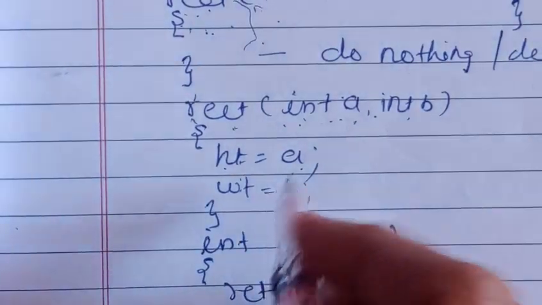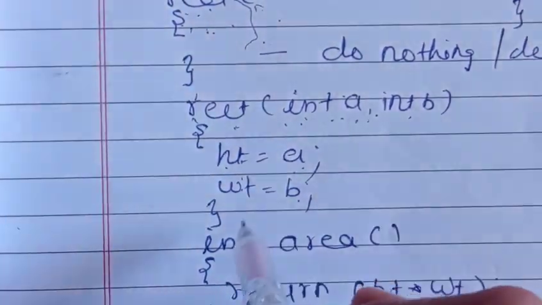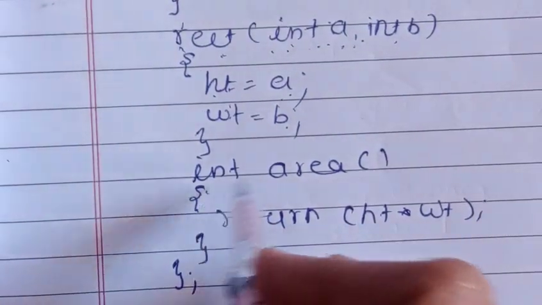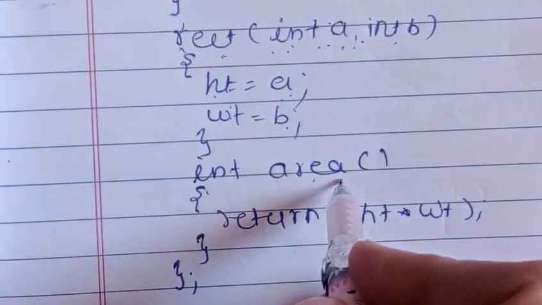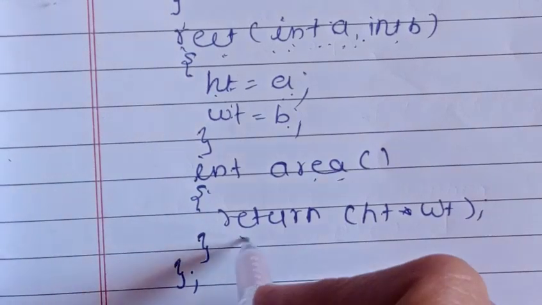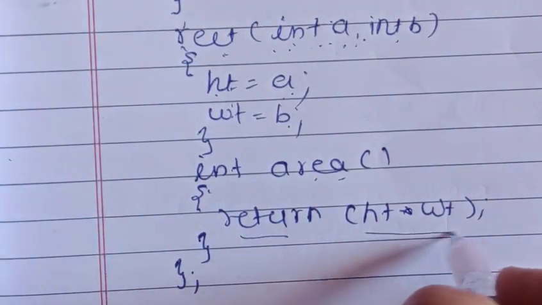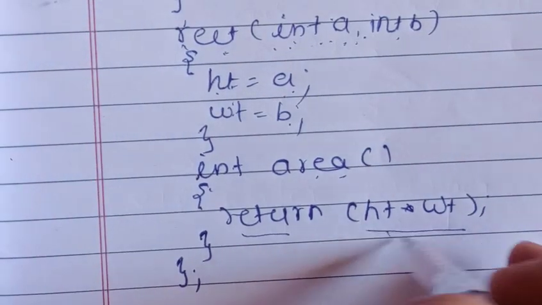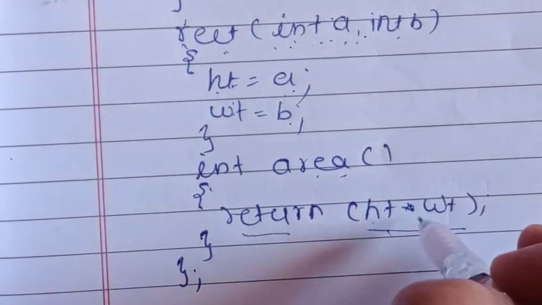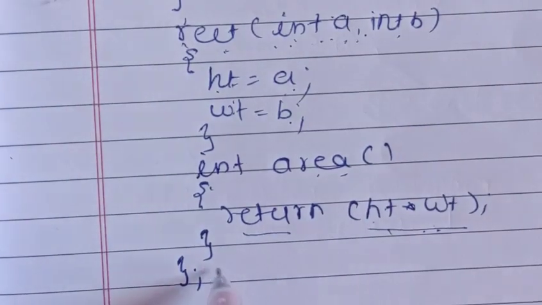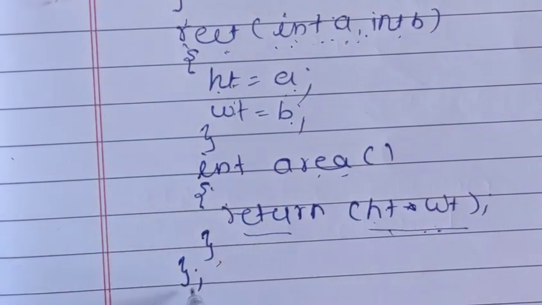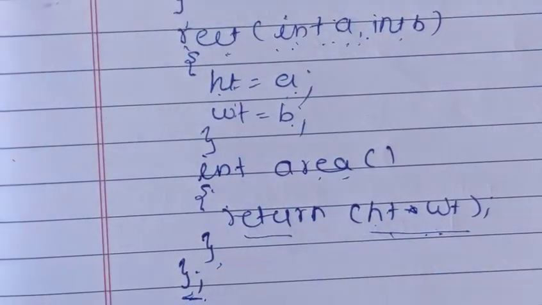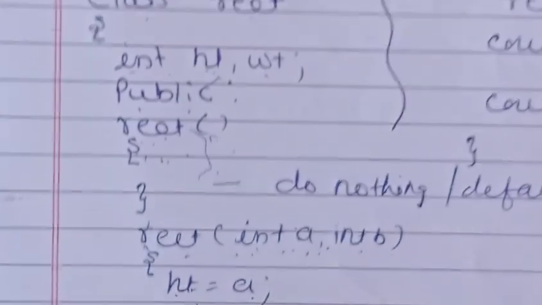Now we are done with taking the values. Now we'll be calculating the area of a rectangle, int area. This is a function, and we are returning the multiplication of ht and wt, that is the area of a rectangle. This is the formula for finding the area of a rectangle, height into width. So here we are closing the function and we are closing the class. So don't forget to give a semicolon.